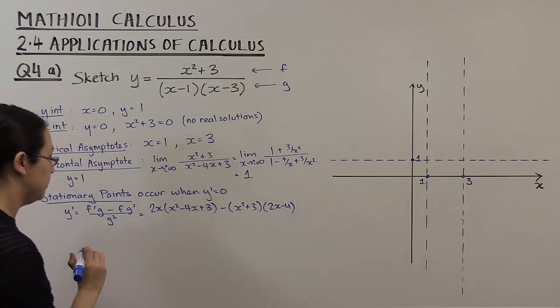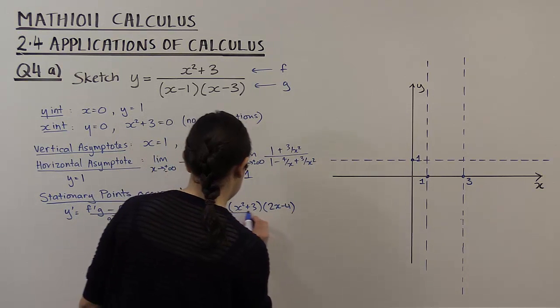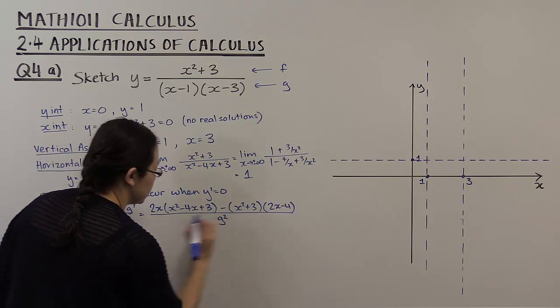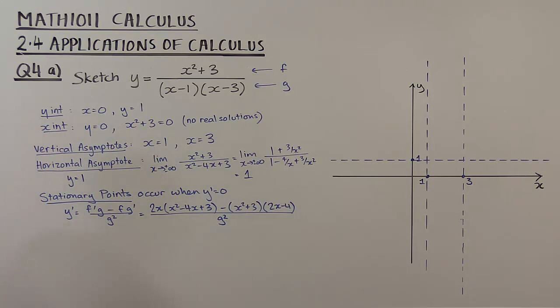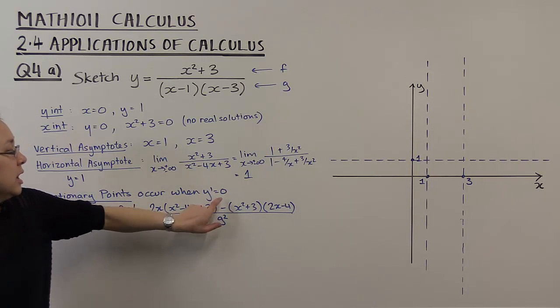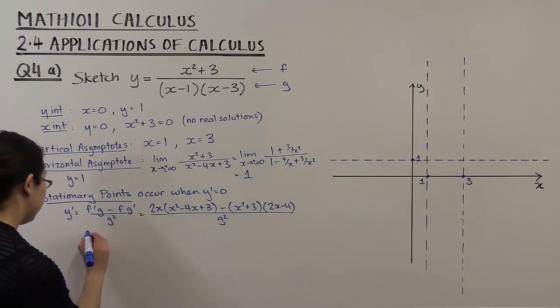So all over g squared, I might just write g squared. We're not really interested in the denominator because at the end of the day we're solving two things dividing to give 0, and we want that numerator to be 0. Okay, so let's simplify the top here.